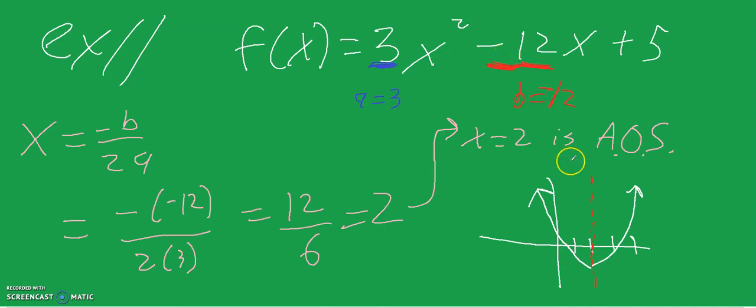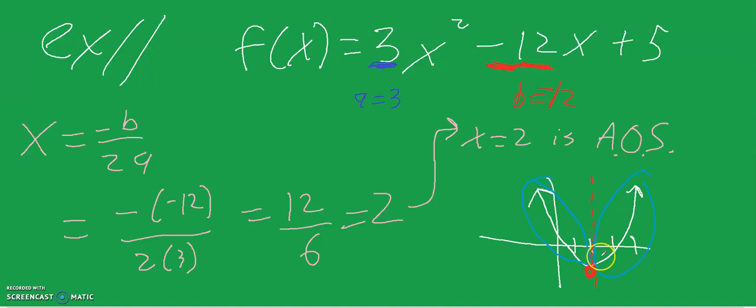So if I take this part and reflect it about this line, I should get this part. Notice how the lowest point on my graph occurs right here when x equals 2. Right, the axis of symmetry gives me the x component of my vertex. So x equals 2 is where the vertex occurs, right?